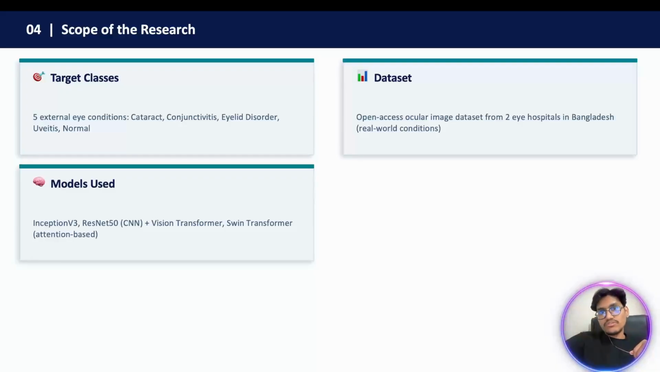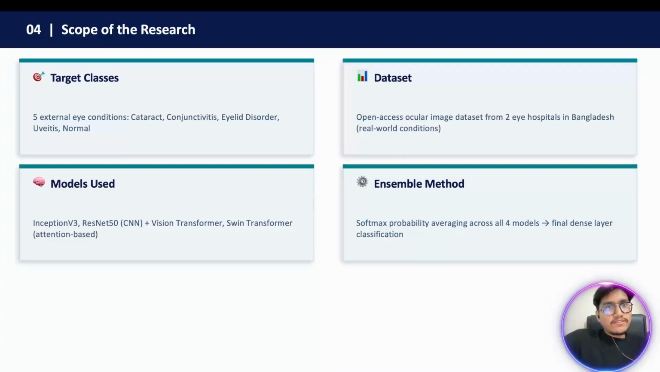And then let's say what models they used. The study used 4 deep learning models. 2 of them are CNN based, InceptionV3 and ResNet50. The other 2 are transformer based, Vision Transformer and Swin Transformer. Each model is trained independently before being combined. And then the ensemble method. The combination works by taking the softmax probability output from all 4 models and averaging them together. These averaged probabilities then pass through a final dense layer that makes the ultimate class prediction.